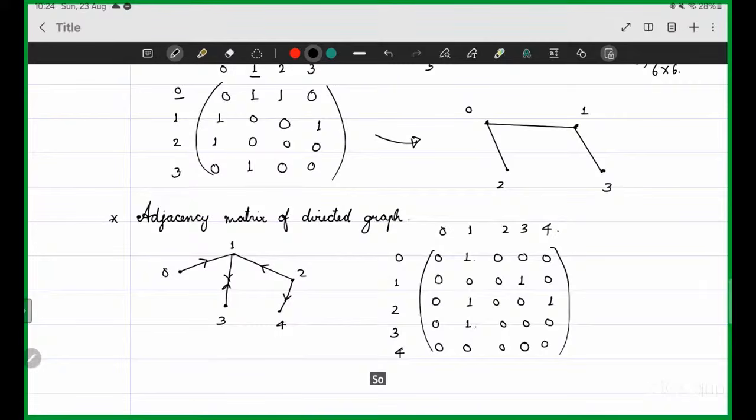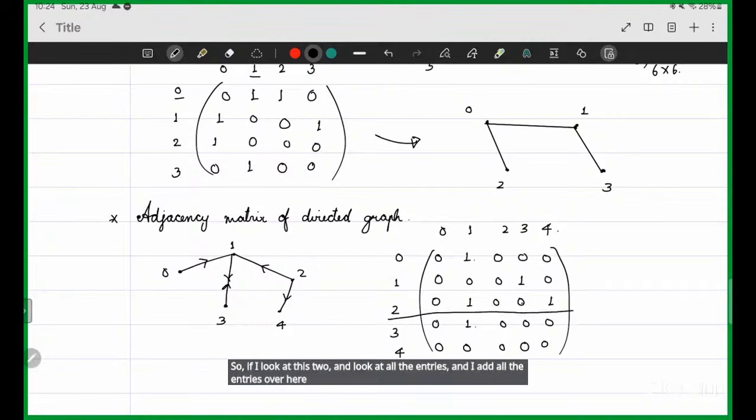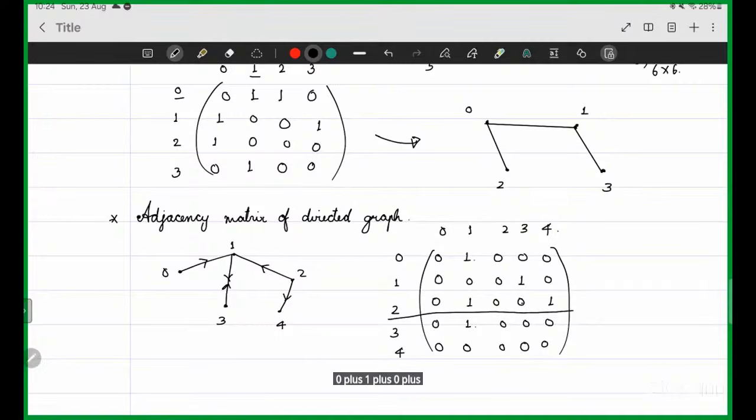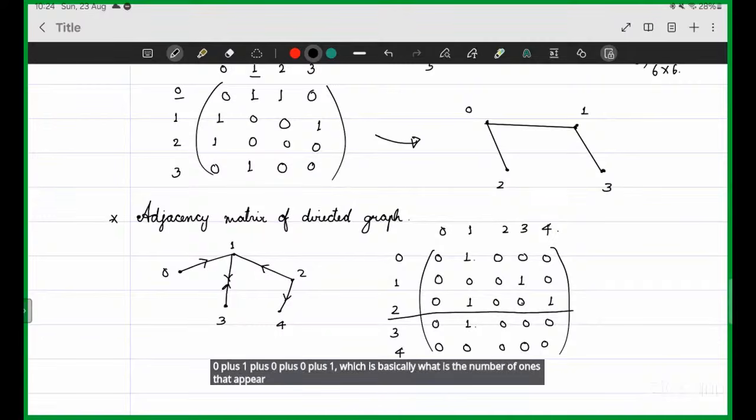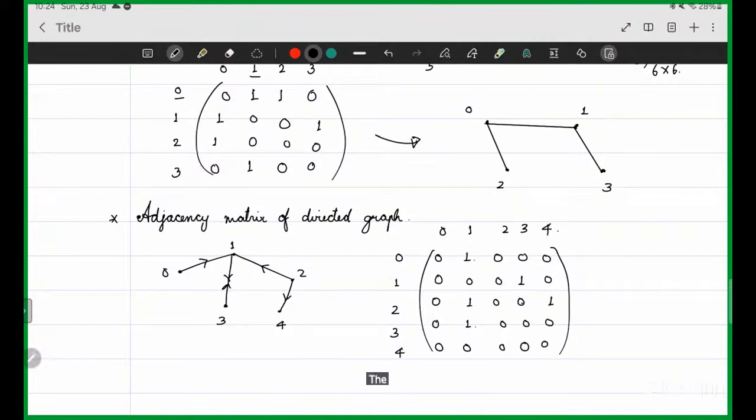So clearly this is not a symmetric matrix, meaning it is not symmetric across the diagonal. And if I add all the row values, what is that number that I get? It is the number of outgoing edges. So if I look at this row and add all the entries, 0 plus 1 plus 0 plus 0 plus 1, which is basically the number of ones that appear, it is exactly equal to the number of outgoing edges.